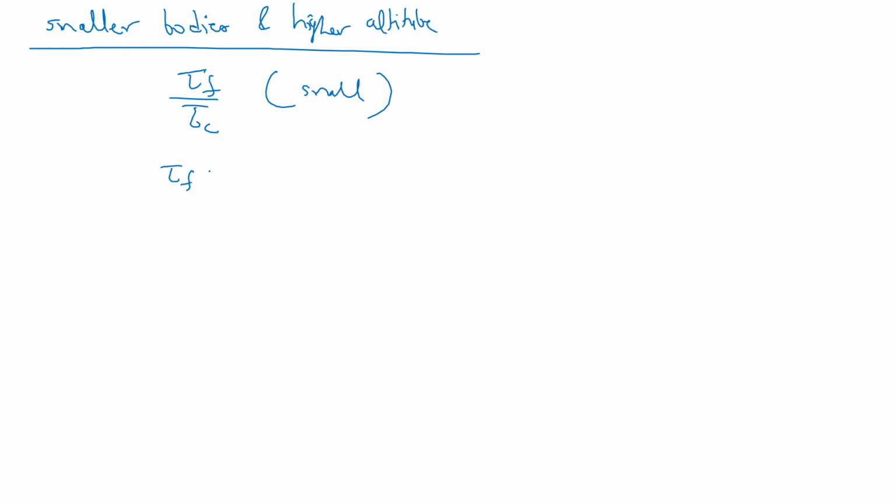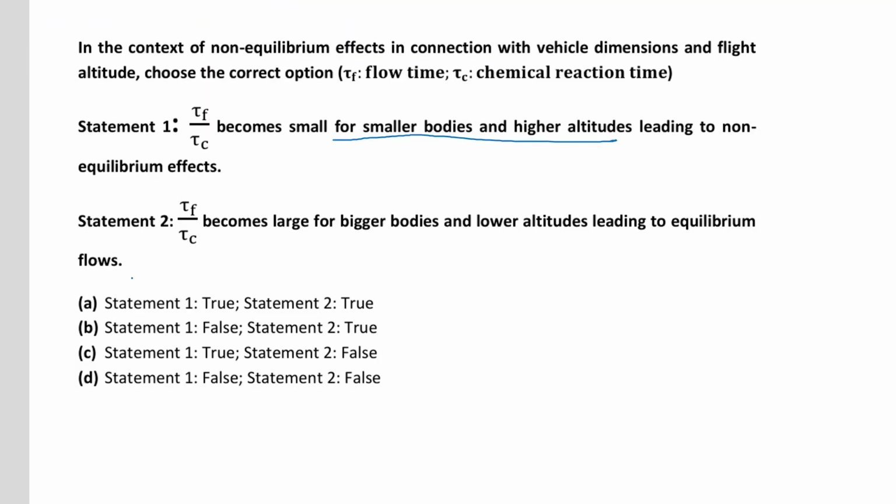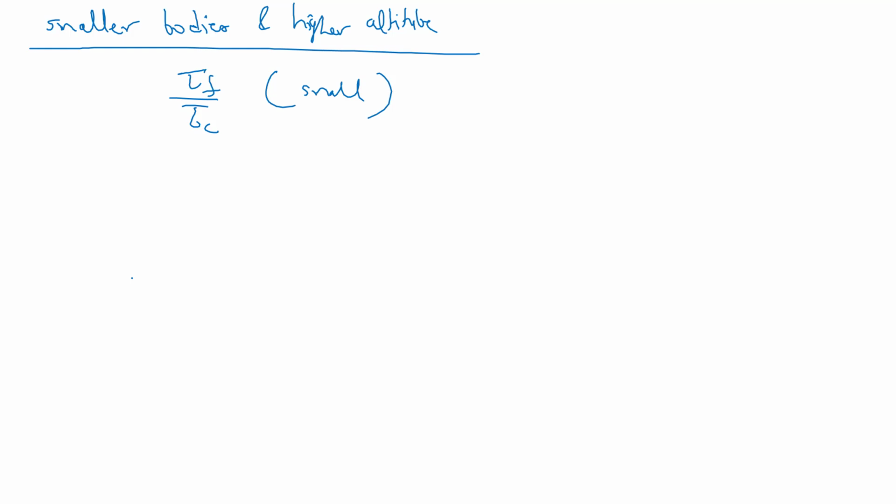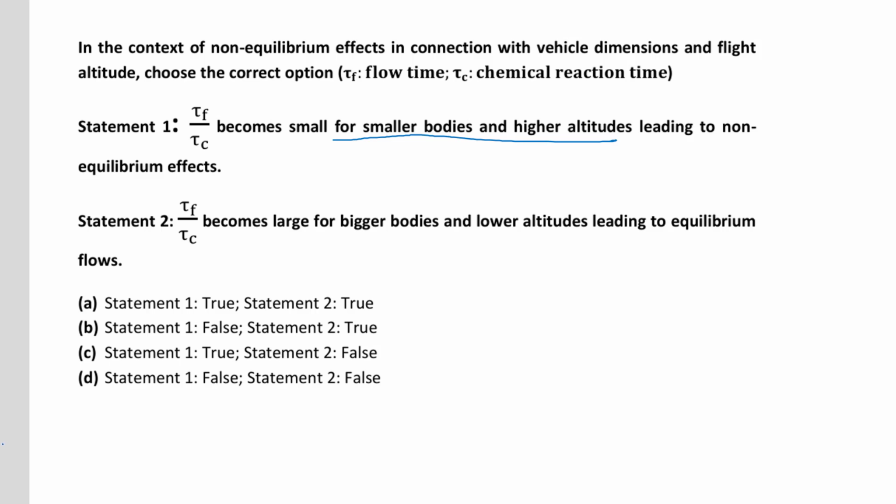And we have seen that this value is small. This value being small means that the chemical reaction time is higher than flow time. And if this is the case, then it will lead to non-equilibrium, because within the flow time itself, chemical reaction is still happening. That's why there will be non-equilibrium. So this statement will be true. In the second statement, it is for bigger bodies and lower altitude.